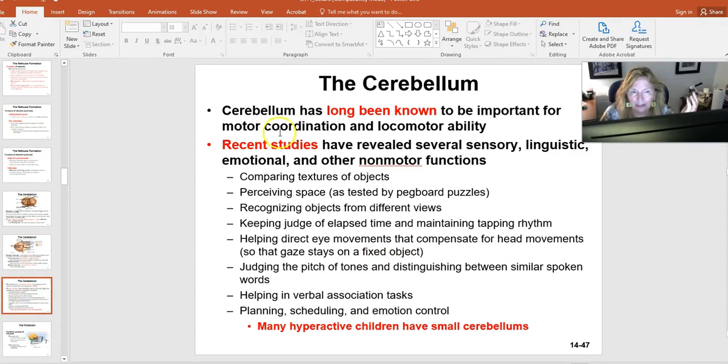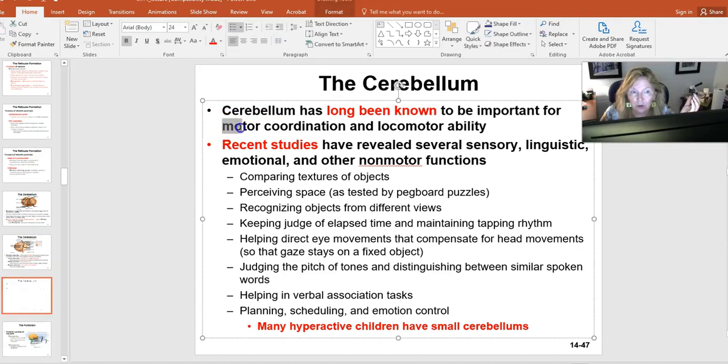So not only do we know, and we've known for a long time, that it controls motor coordination and equilibrium type of activity, but now recently we're understanding that it's so much more. It's sensory, linguistics, emotion, so many other functions depend on the cerebellum. So look at all of these things: comparing textures, perceiving space, recognizing objects, even a part of judgment, planning, scheduling, emotional control. So we're thinking it's really playing a lot with all of the functions that we associate with the lobes of the brain.